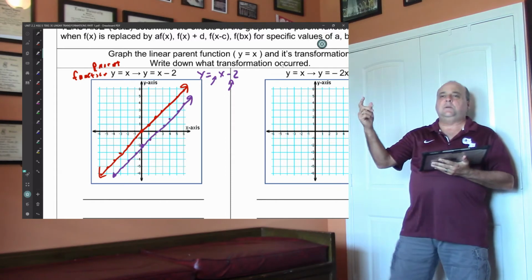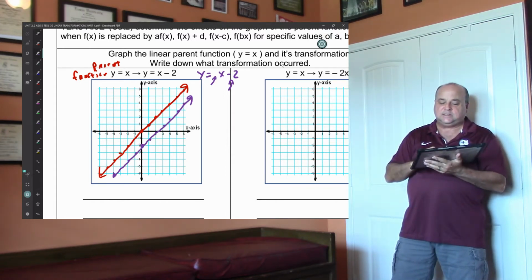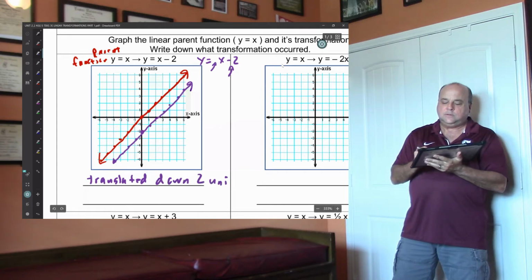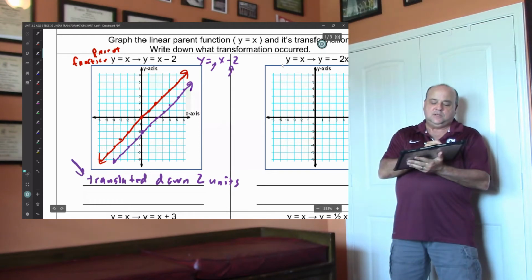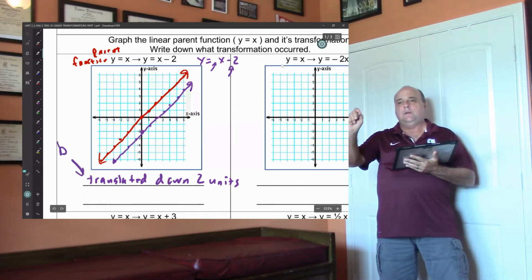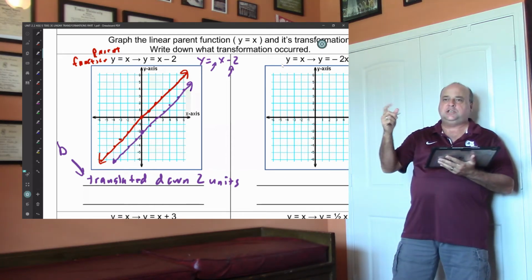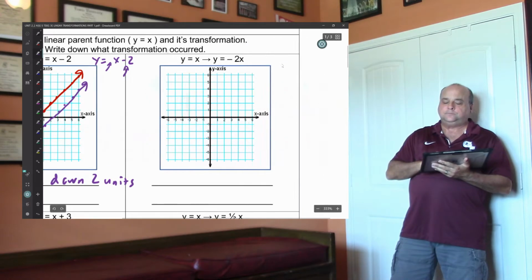Now then, notice it's parallel, so the slope didn't change and it wasn't reflected across the x-axis. This line was translated down 2 units. That's how you will write that. So if the b changes, this is your b number, right? If the b changes, you're going to write down the word translate. Let's go to the next one.